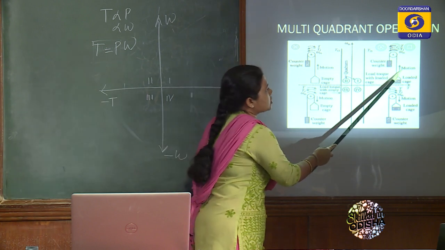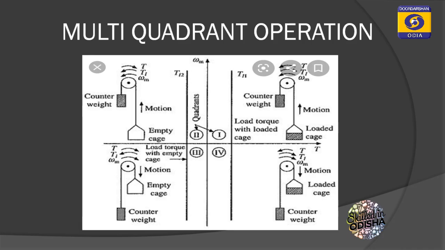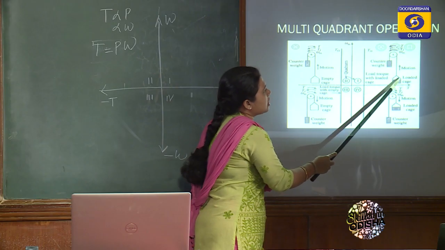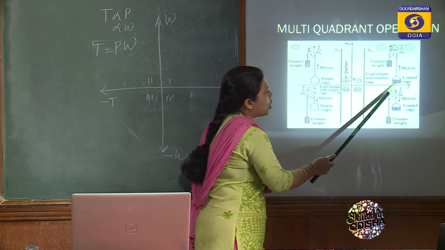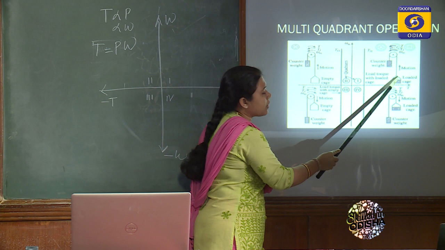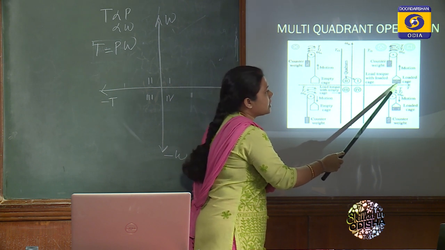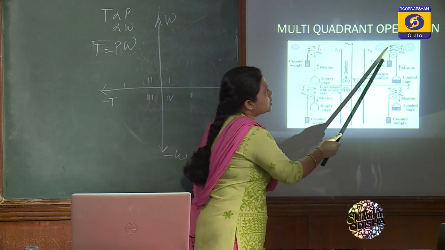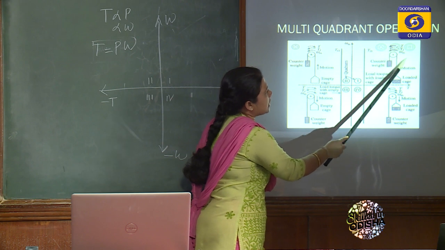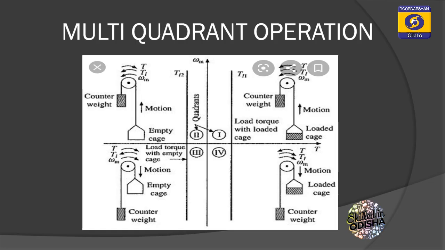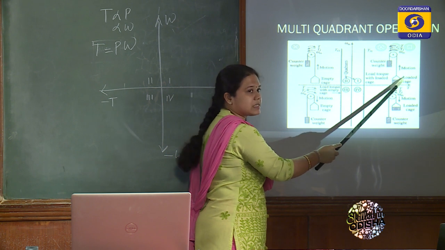So now it will move in the upward direction, which means the motion is in this direction, so the angular motion omega m will be in this direction. Now this one is loaded. When the cage is loaded, the torque will always be downward. You can see here the torque is downward. The direction is given in this way: clockwise means downward.